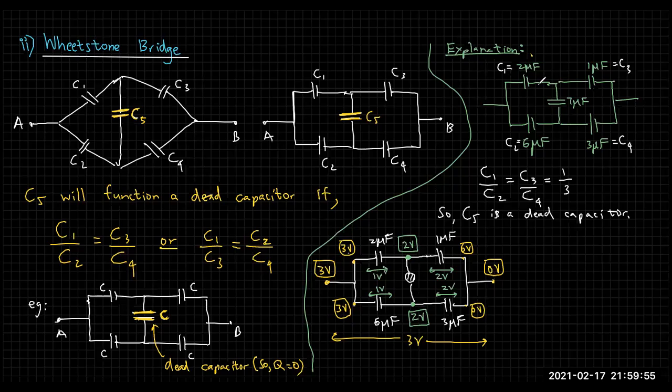Same potential, same potential. At these two points, the potential will be the same because of how the capacitances are distributed. You don't have to explain this every time you want to use it. As long as you can figure this out from a circuit they have given, you can consider this one to be a dead capacitor, this one to be a dead capacitor. Then your circuit gets much simplified, and then you can continue.